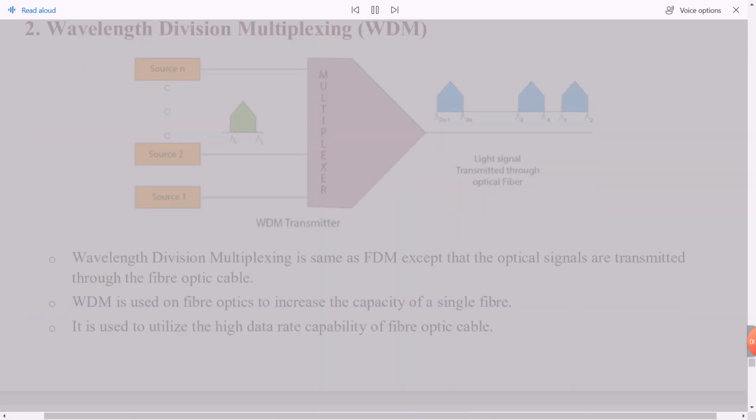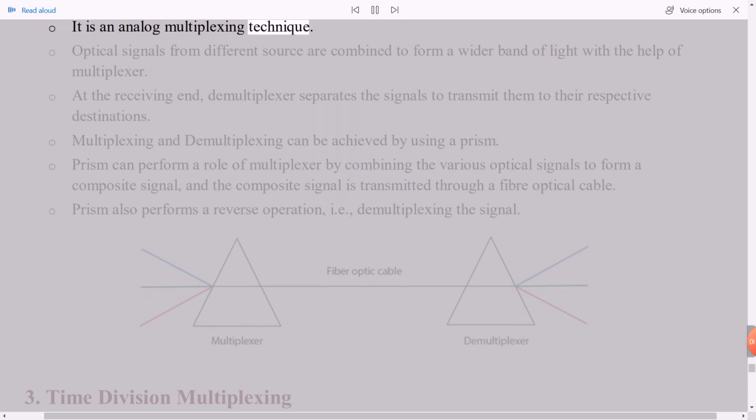2. Wavelength division multiplexing, WDM. Wavelength division multiplexing is the same as FDM except that the optical signals are transmitted through the fiber optic cable. WDM is used on fiber optics to increase the capacity of a single fiber. It is used to utilize the high data rate capability of fiber optic cable. It is an analog multiplexing technique.